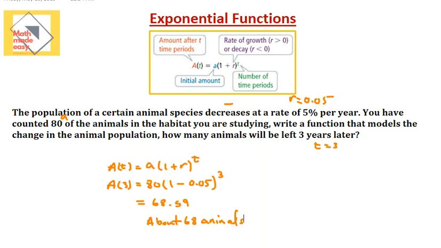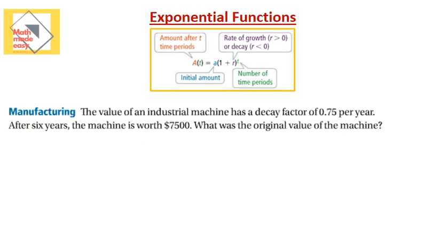Now let's look at our third question. Now this question here is manufacturing. It says the value of an industrial machine has a decay factor of 0.75. Take care, this is not the rate. This is the decay factor, which is B. So this is the value of B. This is not the rate. I'm not going to add to 1.